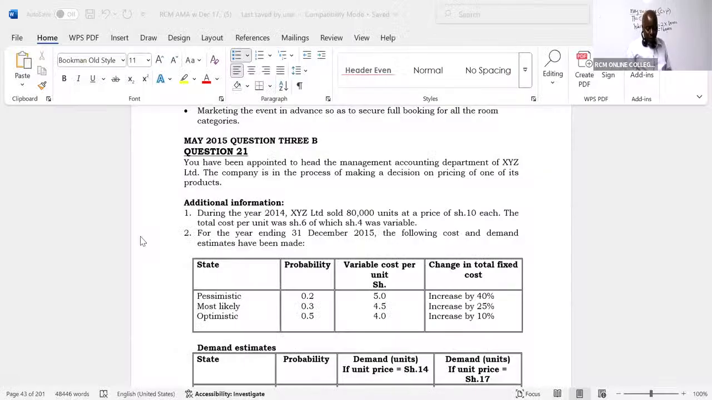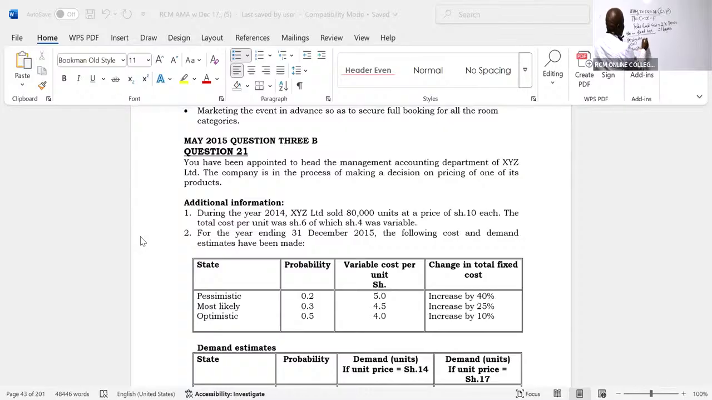We are told there, for the coming year, 2015, the following cost and demand estimates have been made. So you can see we have three states versus probabilities versus variable costs. Then you can see the change in fixed cost. I would want to know the new fixed costs given the three states. So we have here pessimistic, most likely, and optimistic.